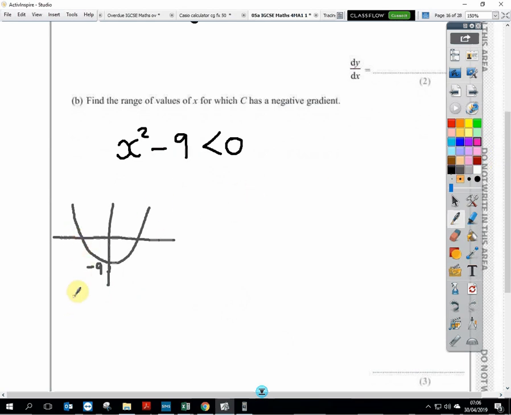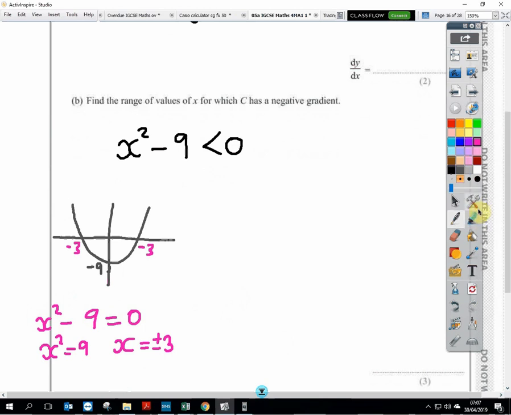Now what we can do is work out the roots of this quadratic, and we can do that by solving it. So let's just pretend for a moment that it's not an inequality and it's in fact an equation. x squared minus 9 equals 0. So then we have x squared equals 9. So x is equal to the square root of 9, which is plus or minus 3. So these are the roots, you see, plus or minus 3.